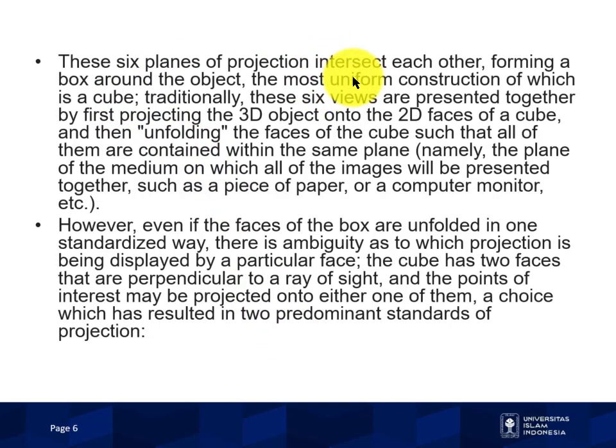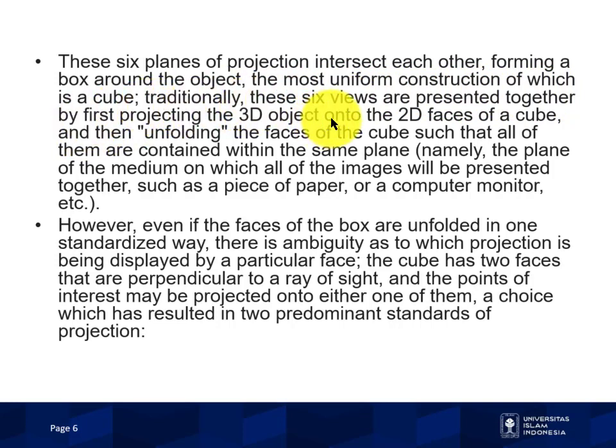These 6 planes of projection intersect each other, forming a box around the object. This box is equal to the cube that I mentioned before, the most uniform construction of which is a cube.